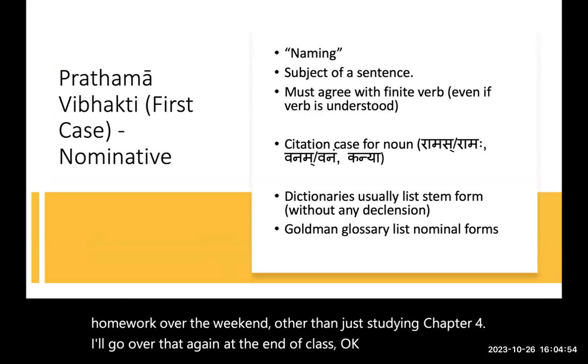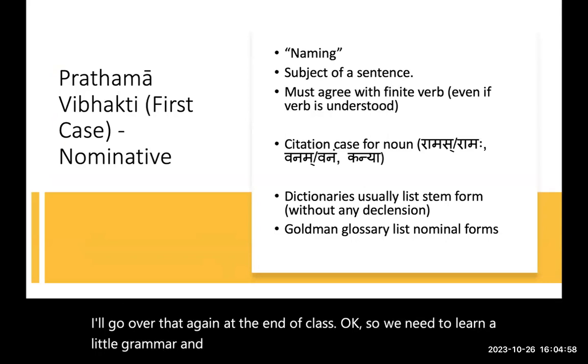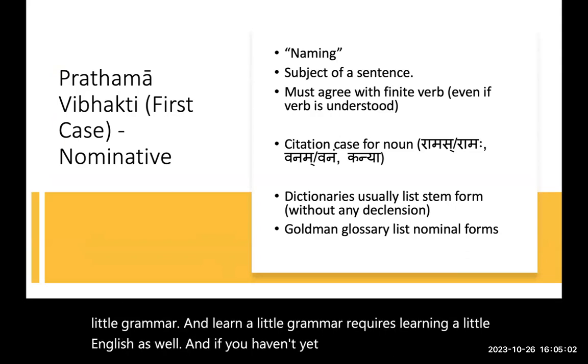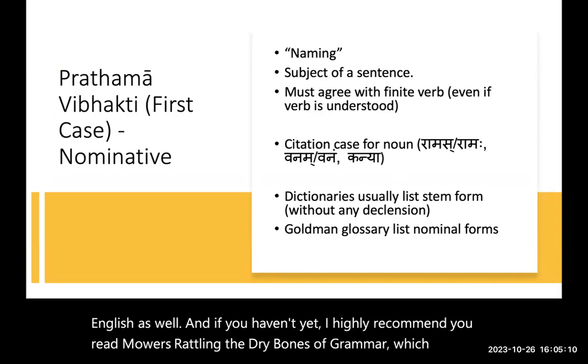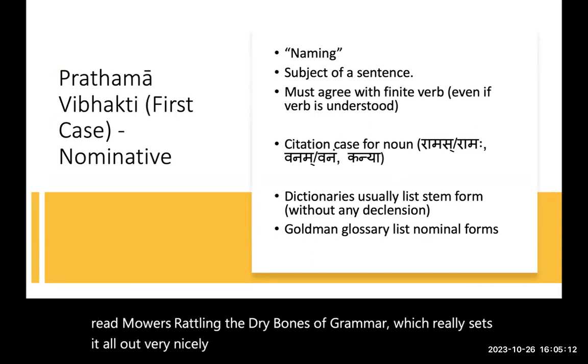Okay, so we need to learn a little grammar. And learning a little grammar requires learning a little English as well. And if you haven't yet, I highly recommend you read Maurer's Rattling the Dry Bones of Grammar, which really sets it all out very nicely, in English and its Sanskrit correlates.